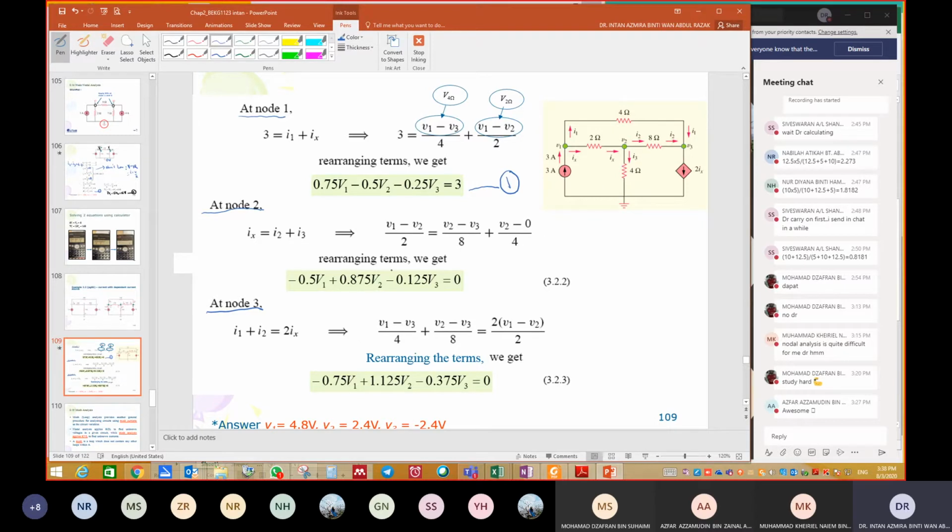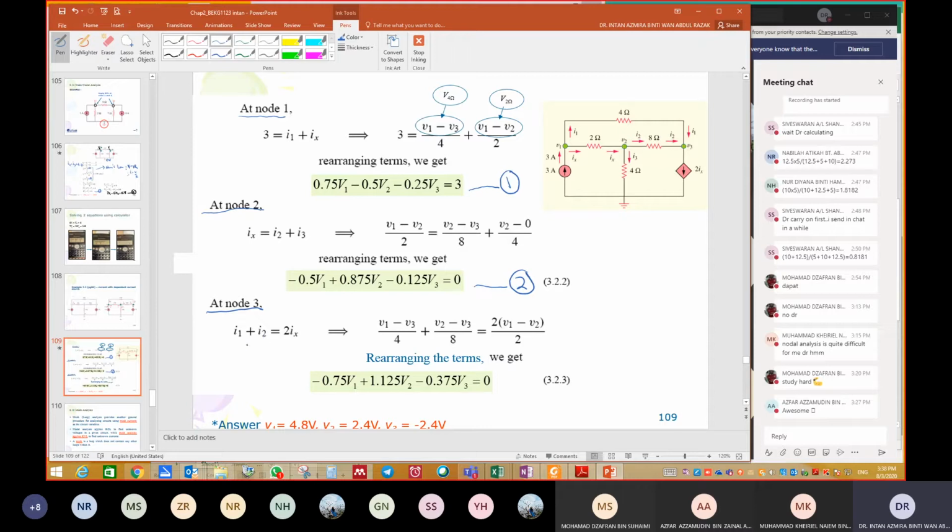Now rearrange, so you will have V1, V2 and V3 in order, equal to, just put 0 if there is no round number here. This is our second equation that will be in your calculator.